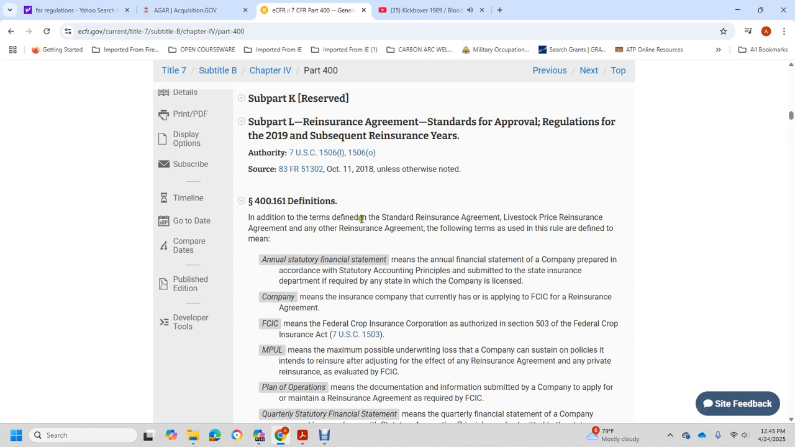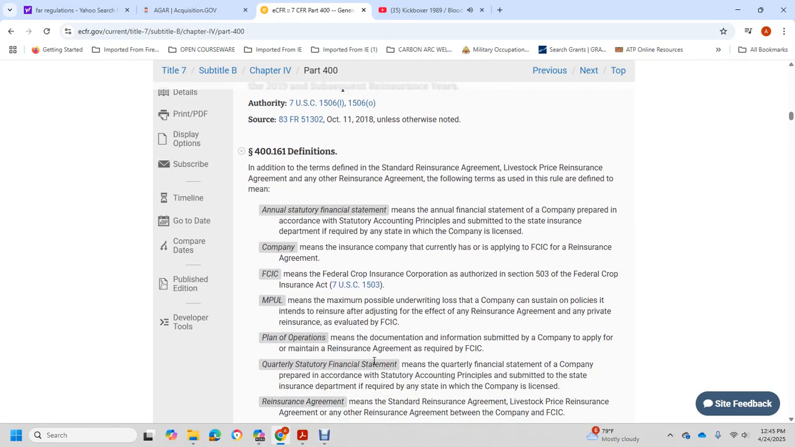461. In addition to the terms of the reinsurance agreement and the livestock price reinsurance agreement, the following terms apply. Annual statutory financial statement refers to the financial statement of the company prepared in accordance with statutory accounting principles and submitted to the state insurance department, and, if required, to any state where the company is licensed. Company means the insurance company currently approved by the Federal Crop Insurance Corporation under a reinsurance agreement with FCIC. 503, the Federal Crop Insurance Act. MPUL means maximum possible underwriting loss for the company sustained, with the intent of the reinsurer, adjusted for the effect of the reinsurance agreement, to provide reinsurance for the Federal Crop Insurance Company.